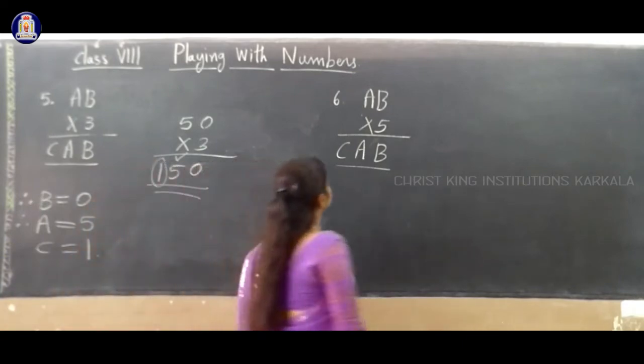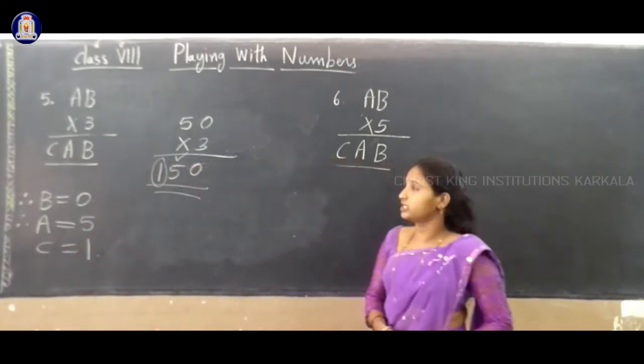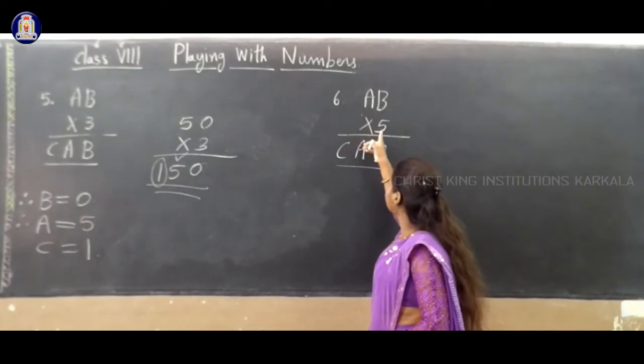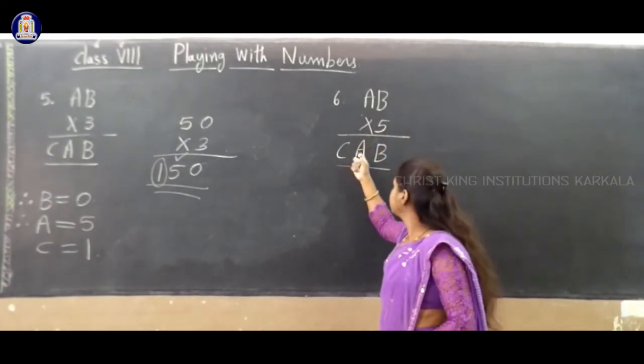Now we solve the sixth question. See, your sixth question is AB into 5. The answer you should get is 6AB.